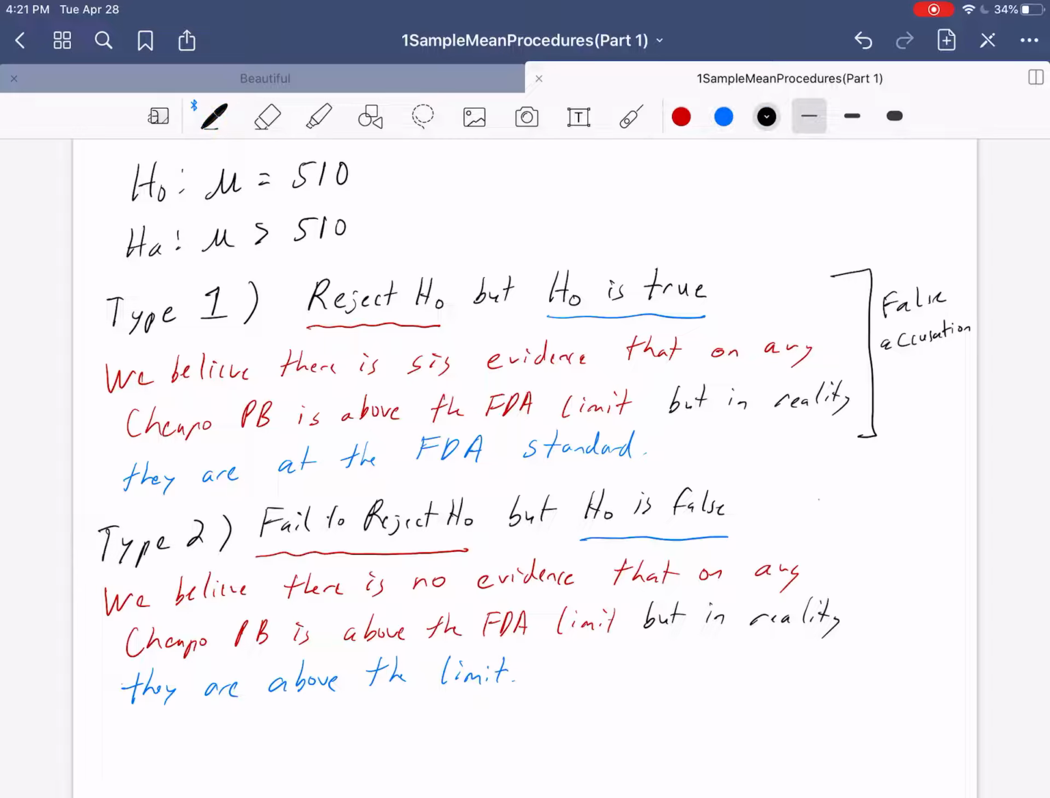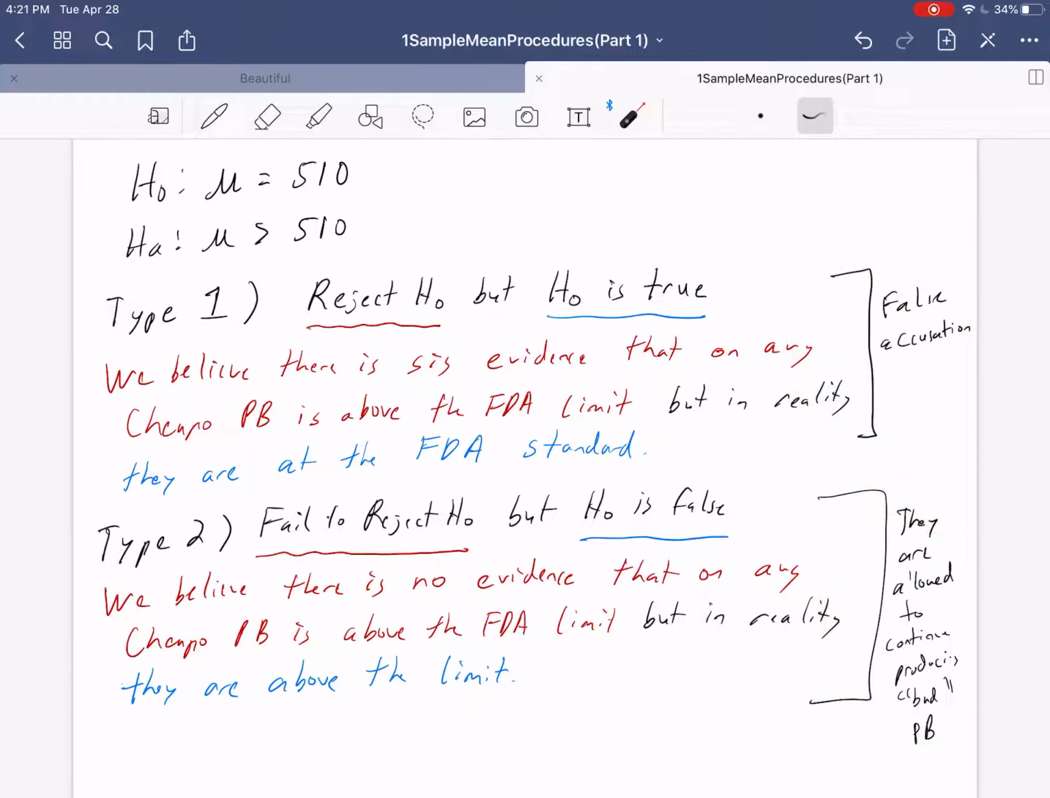So what's the real life sort of consequence of this? Well, they are allowed to continue producing, I guess, what we could call bad peanut butter. Right? So notice that both of these errors are certainly bad. Nobody wants to make a false accusation against somebody, and nobody wants to let a bad product continue to be on a market. So, as always, errors are bad things. Do these always happen? Not necessarily, but we just want to be aware of what the consequences of each type of error would be here.